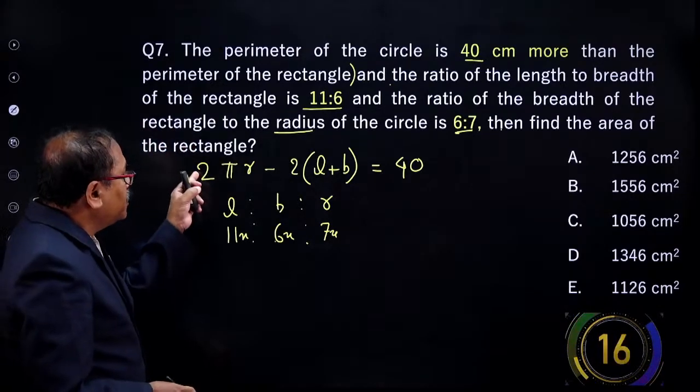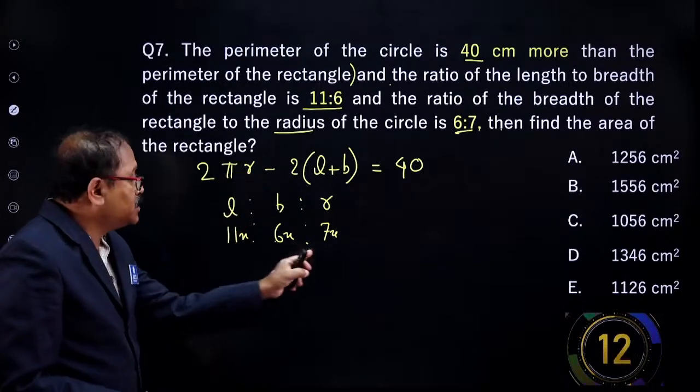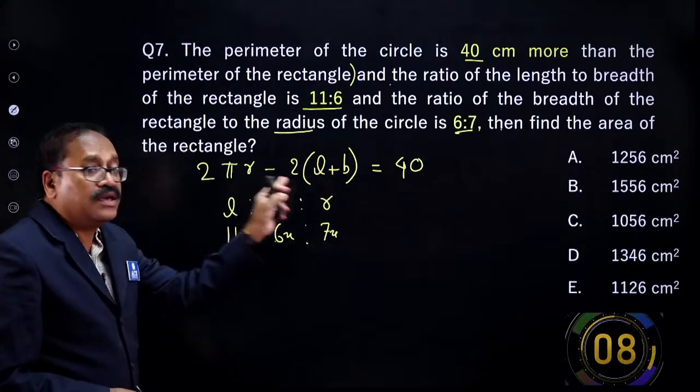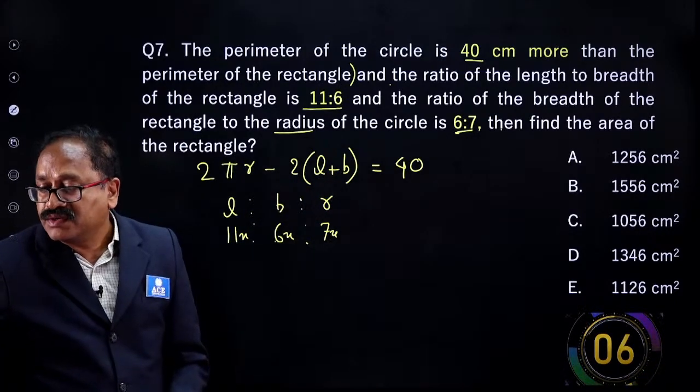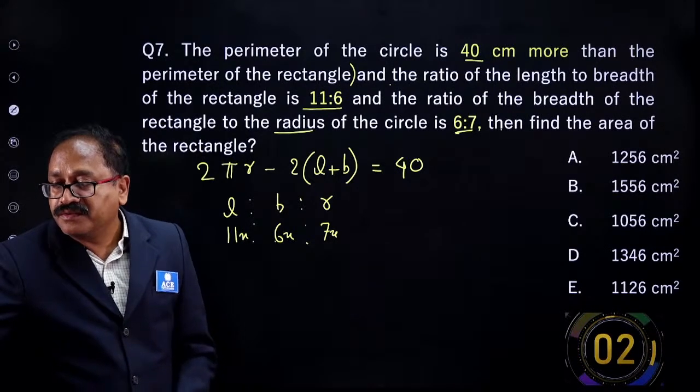अब आपको तो यहाँ बैठाना है 2 into 22 by 7 into 7r. This is the 7x, which is equal to L and B की बैठाइए, x की वैल्यू आ जाएगी आपके पास. I am sure you will be able to do it.